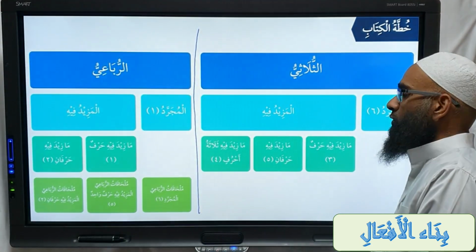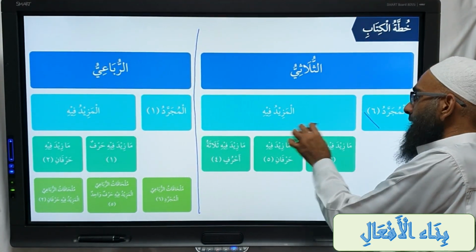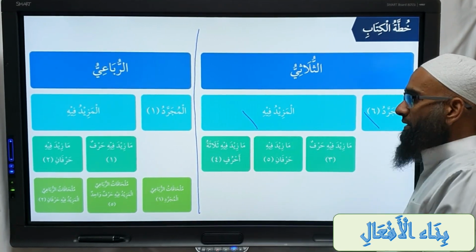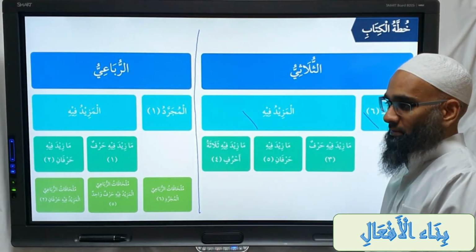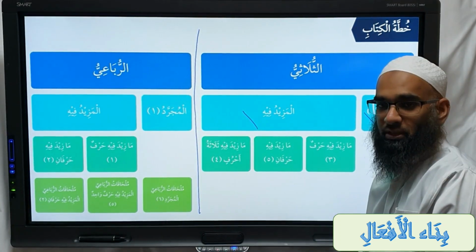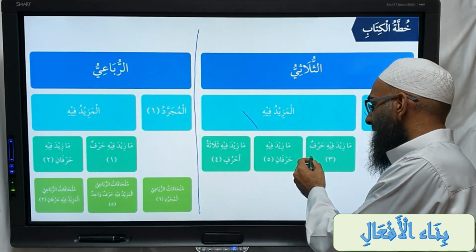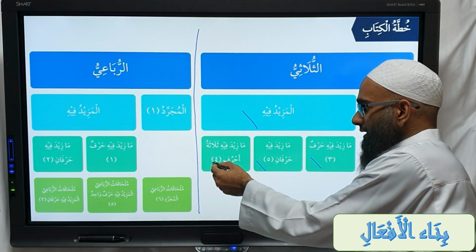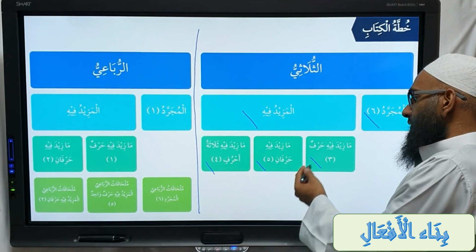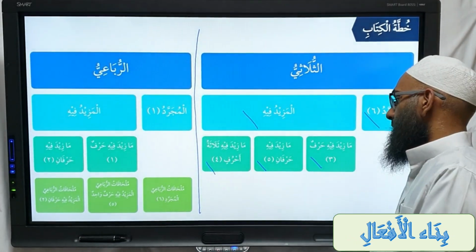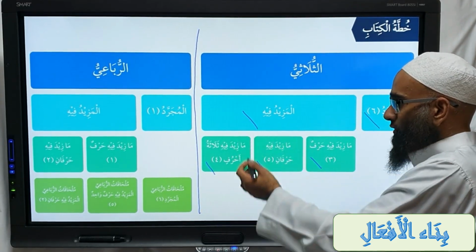And Thulathi, how many types of Thulathi are there? Two. Mujarrad and Mazid fi. Mujarrad, how many bab? Six. Mazid fi? There are three different types. One has one extra letter, two extra letters, and three extra letters. So you have 3, 5, and 4. So arsala, we'll go through a summary of all of that afterwards.